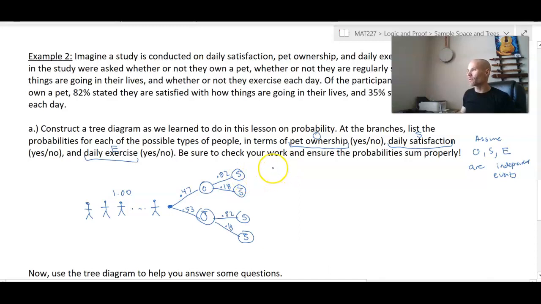Now, in the previous problem, we only had 2 branches because we had 2 events, but now we also have daily exercise. So of these people, some of them will move to the top.